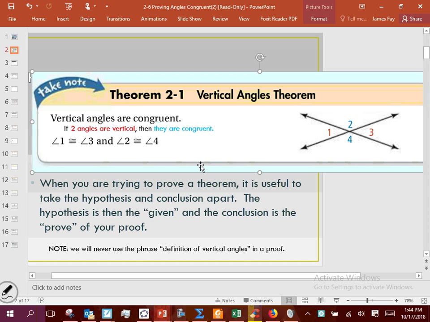Okay, and they're going to. I set it up for you. I've already given you kind of the structure for the proof. I've given you the given. I give you the proof.